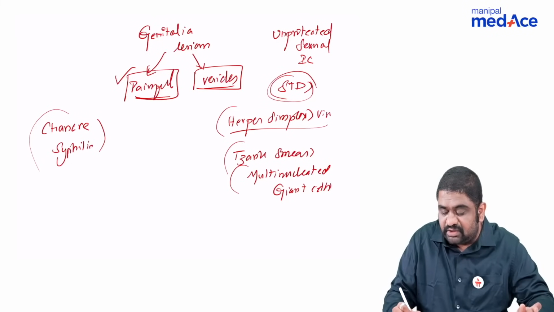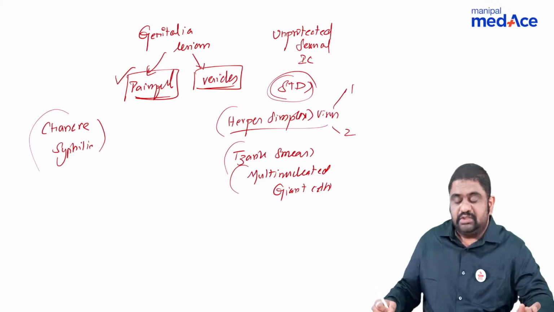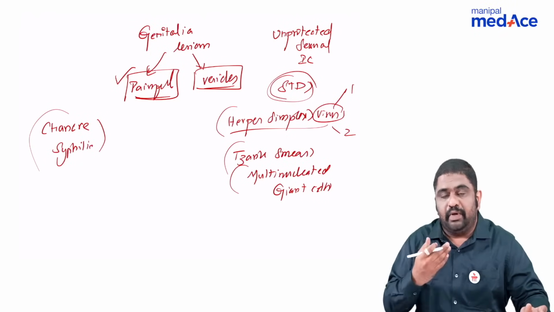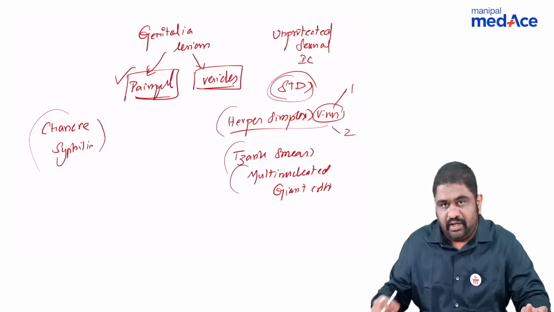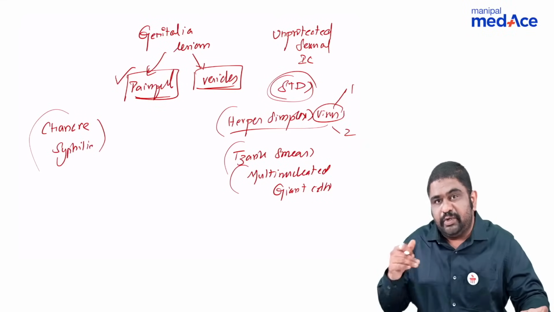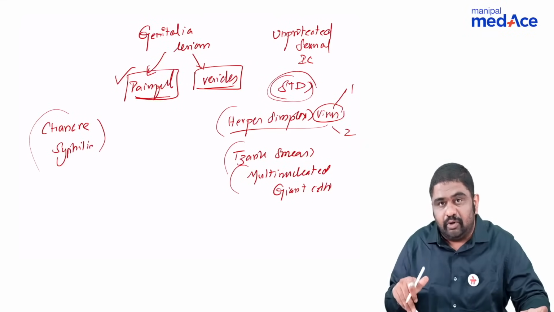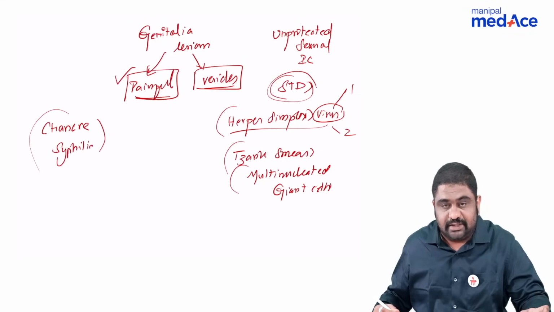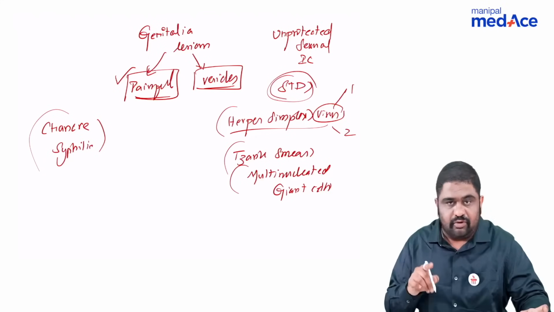Herpes simplex virus, two types, 1 and 2. Generally, 70% of HSV1 cases are above the belt, oral lesions and perioral areas. If you look at HSV2, 70% of lesions are below the belt, which are genitalia lesions. And HSV1 is very commonly known for causing encephalitis. HSV2 is also capable of causing encephalitis.